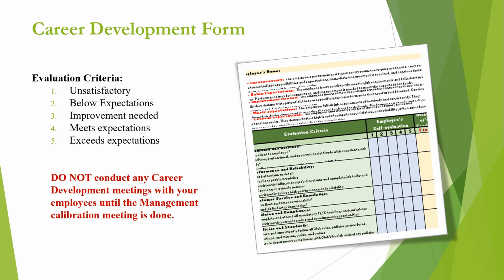Each employee should be instructed to fill out the self-evaluation section, highlighted in blue, honestly reflecting on the past 6 months. Their input will help you prepare for the meeting. It is very important that you do not meet with your employees for their career development session before the management calibration meeting is done. Submit all the finalized forms to People Services as soon as possible to help prepare for the performance calibration meeting.